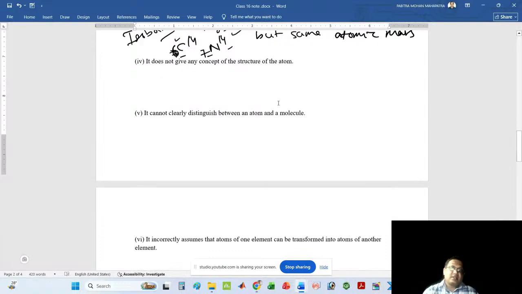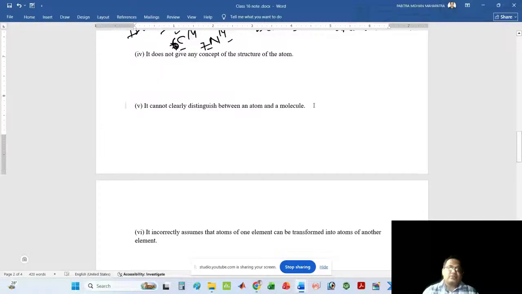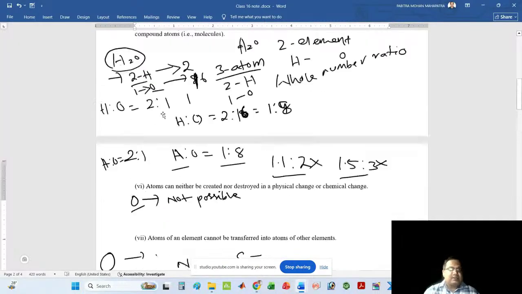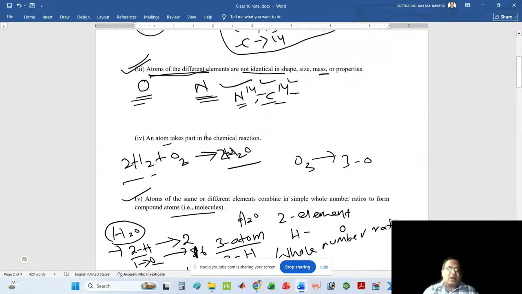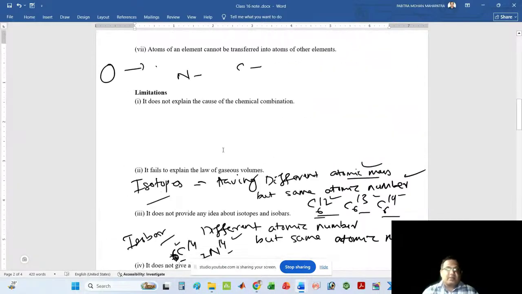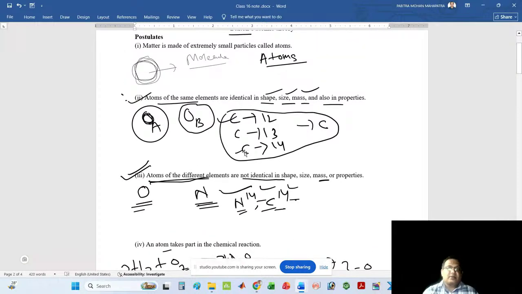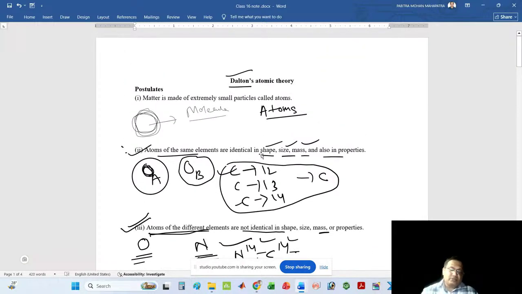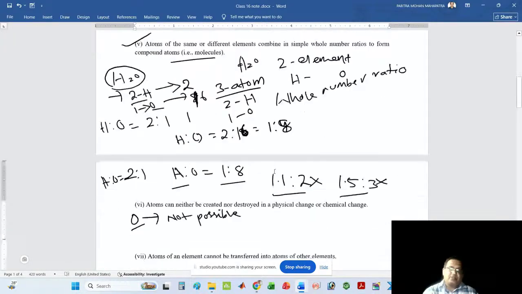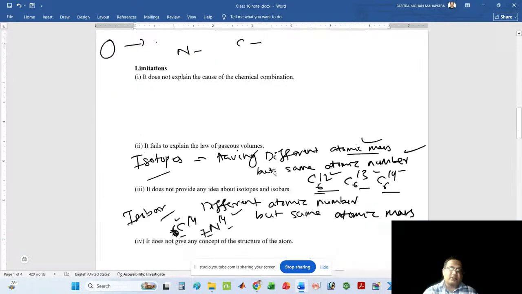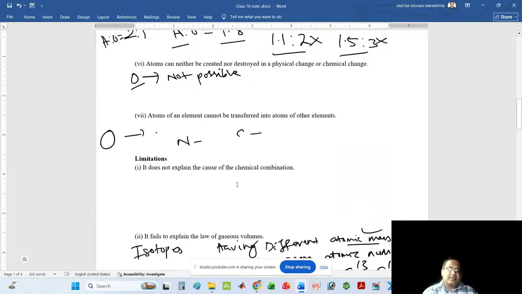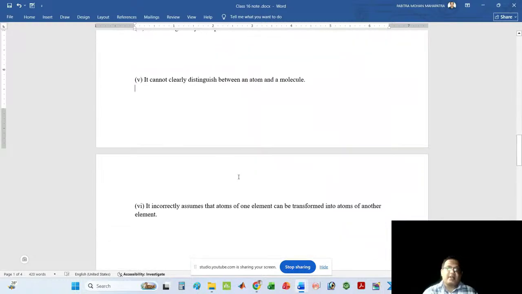Next, it cannot clearly distinguish between atom and molecule. Actually, it said that atoms are from the compound atom, not the molecules. There must be a whole number ratio maintained as per Dalton's atomic theory. Exactly, it does not clearly give an idea about the distinction between atom and molecule.